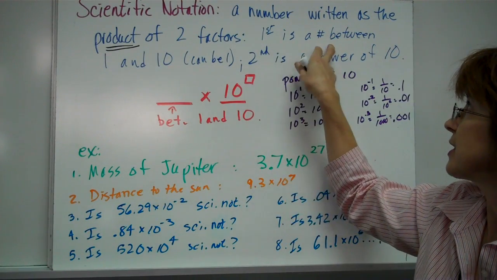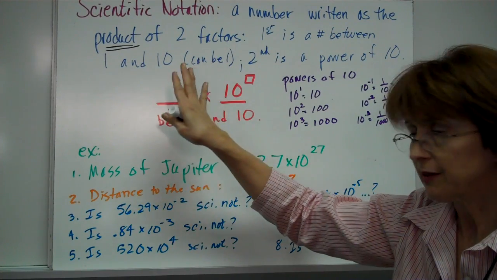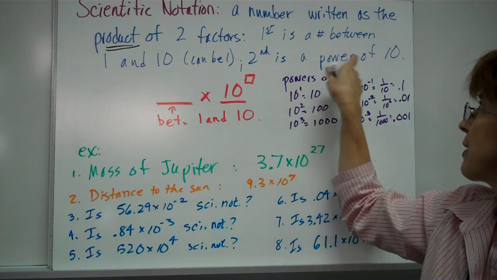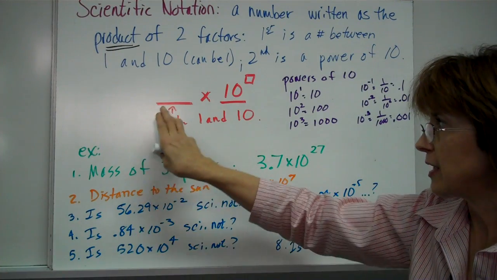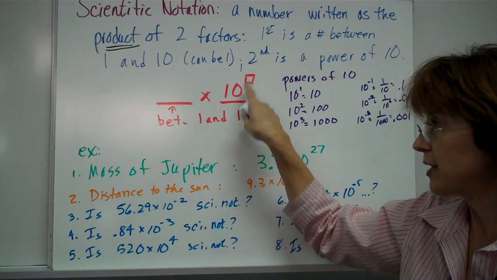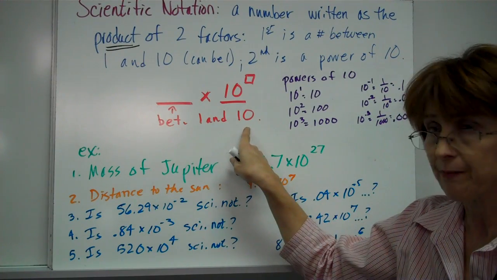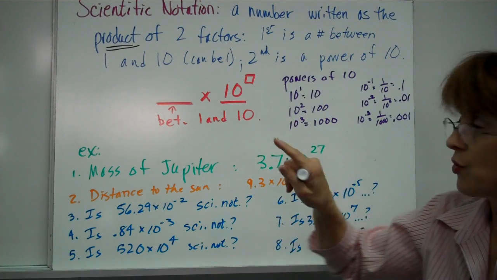The first number is a number in between 1 and 10. It can equal 1, but it can't equal 10. We'll talk about that. The second number is the power of 10. You've seen this before. It's basically the product of two numbers. One number is a power of 10, and the other one is somewhere between 1 and 10. Okay, let's go over the powers of 10 real quick.